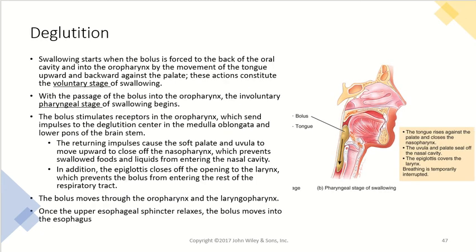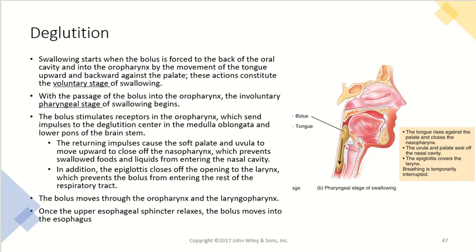So during deglutition, the swallowing is going to start when the bolus is forced into the back of the oral cavity and then into the oral pharynx. And this is achieved by the movement of the tongue upwards and backwards against the palate. So these actions are going to constitute the voluntary stage of swallowing. As that bolus passes into the oral pharynx, that is going to be the involuntary stage, i.e. the pharyngeal stage of swallowing. That's when that's going to begin.